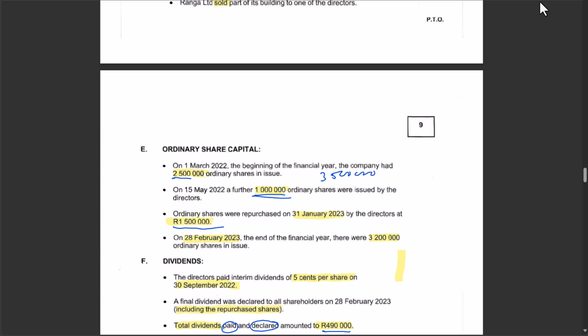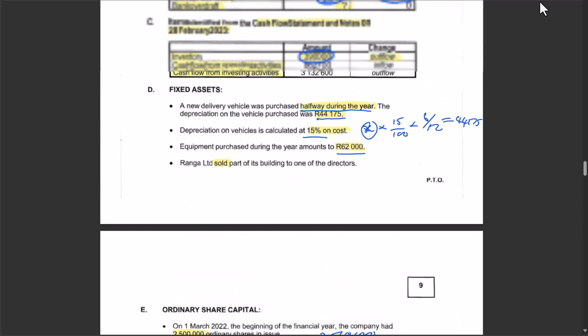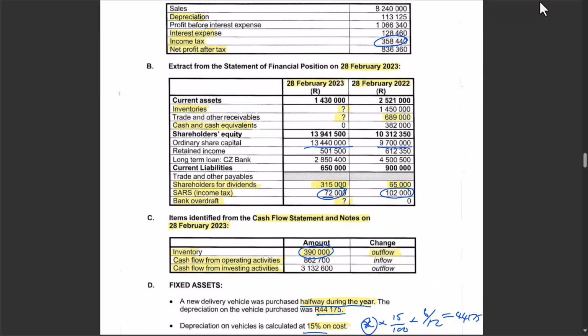These are the total number of shares that are supposed to be there, but the question tells you that there were 3,200,000 shares. That means this represents 300,000 shares that were repurchased. Remember, when you are repurchasing shares in your ordinary share capital account, shares are repurchased at average price. So what's our average price? This is represented by the 3 million shares. They are represented by this 13,440,000.